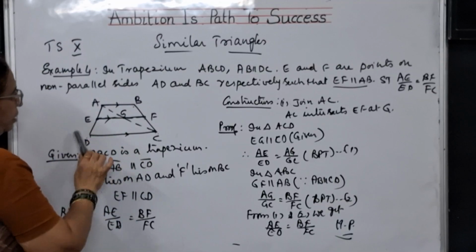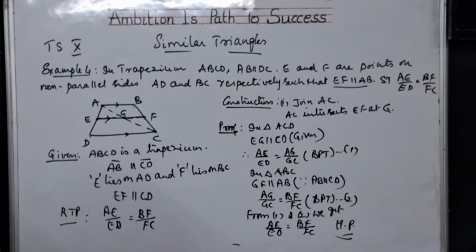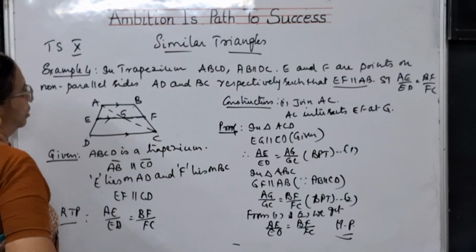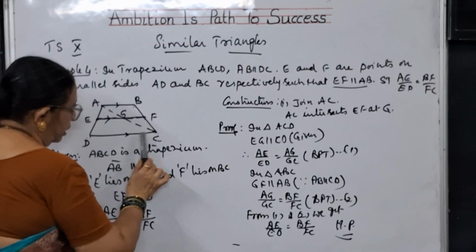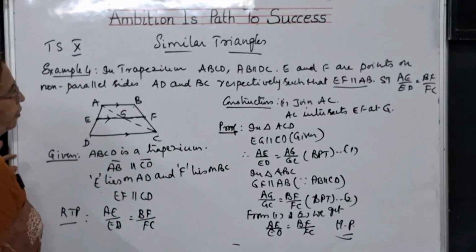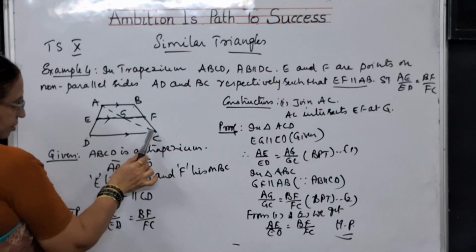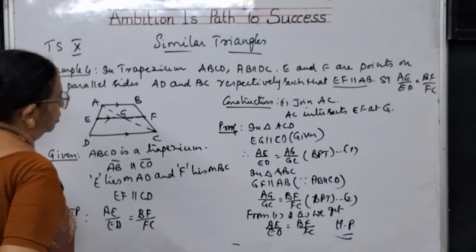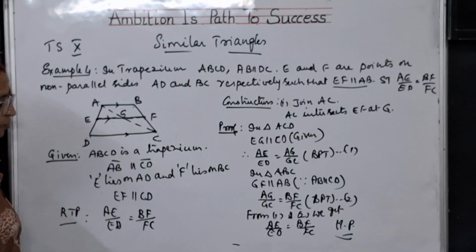So AE by ED is equal to AG by GC, we have proved basing on BPT. Now the next one, when you see, GF will be parallel to AB. Why? Because this is parallel to CD, and this is parallel to AB. So GF is parallel to AB. So AG by GC is equal to BF by FC. Basing on two equations, you can prove that AE by ED is equal to BF by FC.